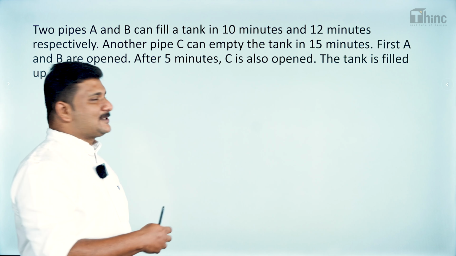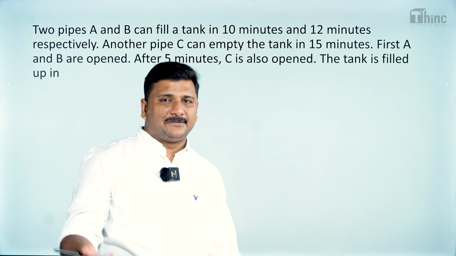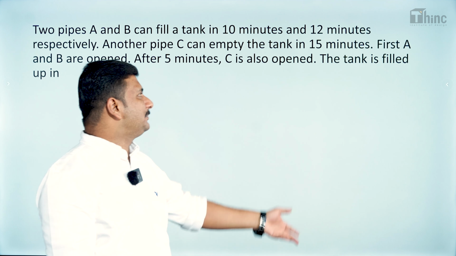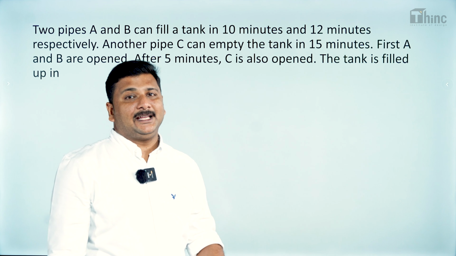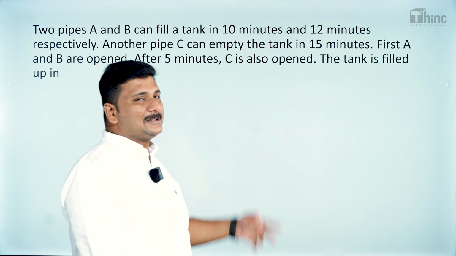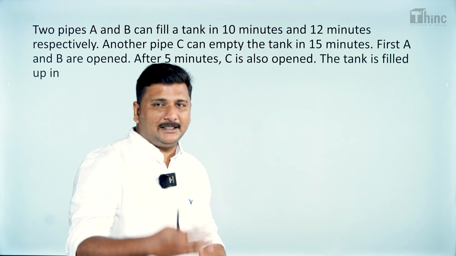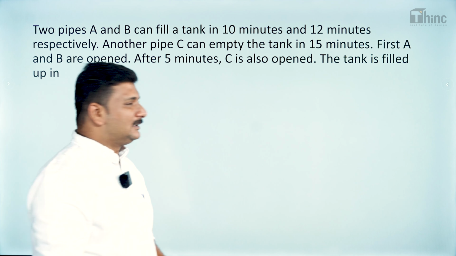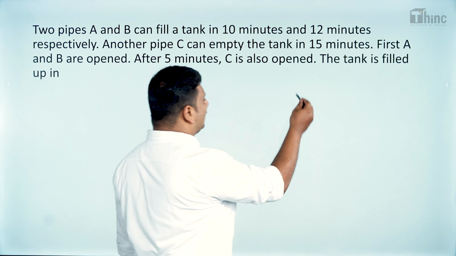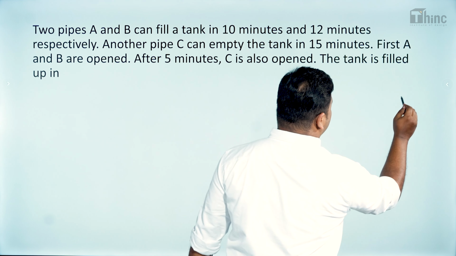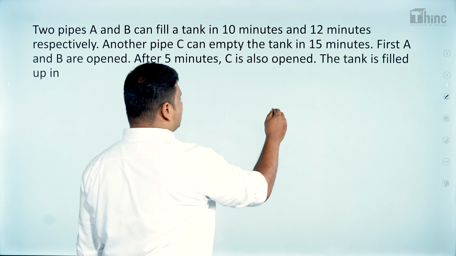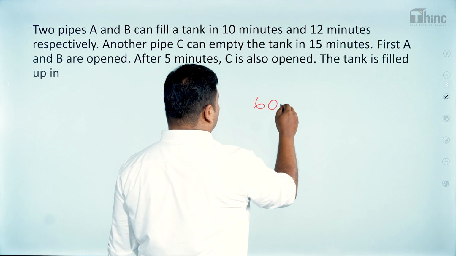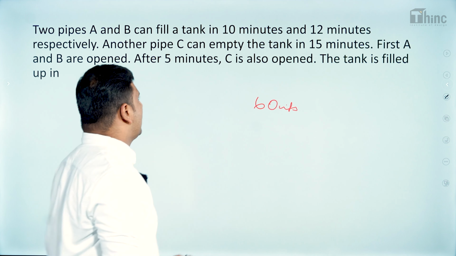So we know that multiples of 10 are 10, 20, 30, 40, 50, all these. Multiples of 12 are like 12, 24, 36, 48, 60, and multiples of 15 are like 15, 30, 45, 60. So what is a common multiple? 60 is a common multiple. So as usual, we'll take the common multiple, that is nothing but 60. So we'll assume 60 units as the total work to be done to fill the tank.